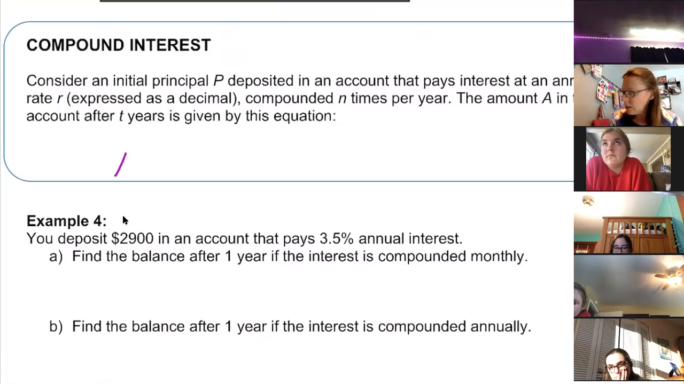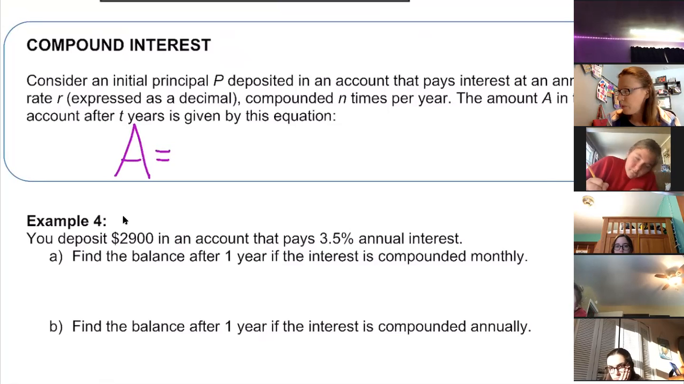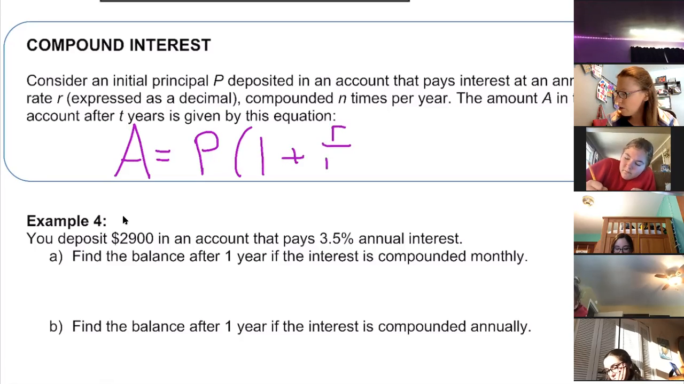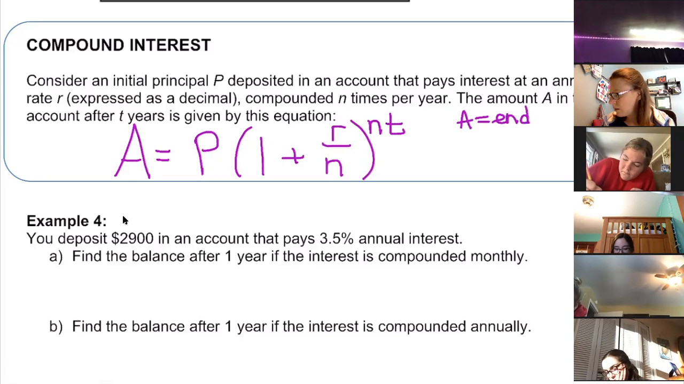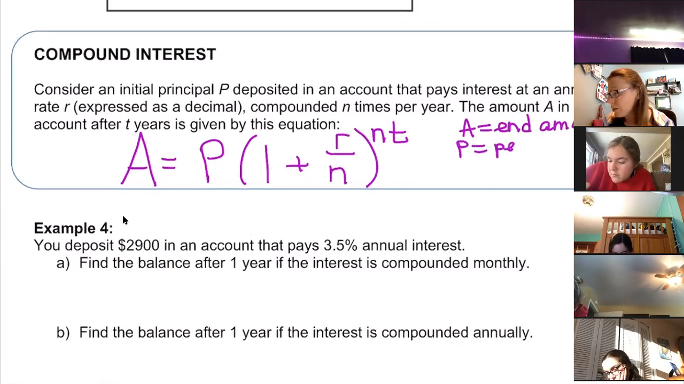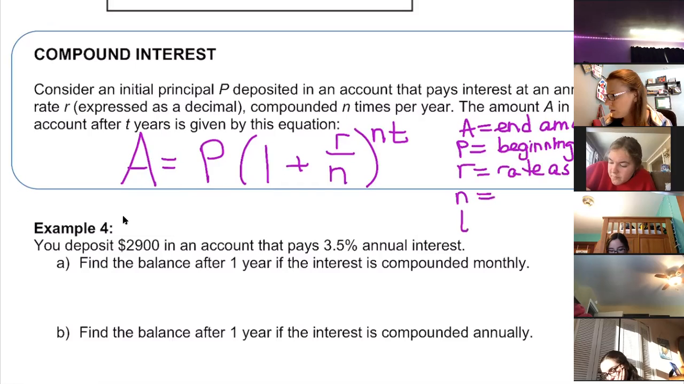So this formula starts with a big A, and that's the amount. P is your principal, and I'll give you a little definition on the side. And then we have 1 plus R divided by N, and then NT. There's a lot of stuff there. And I know it is 8:05. I just want to give you these terms here so you know what you're looking at. A is the end amount, what you end with. P is your beginning amount, or we call that the principal. R is the rate. R will always be rate as a decimal. T is time. And then N is the number of compoundings.